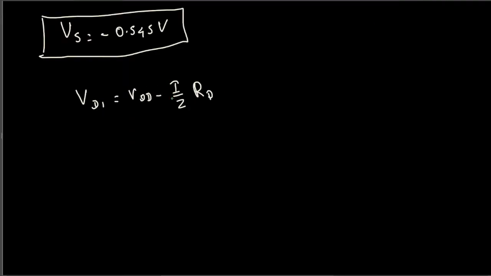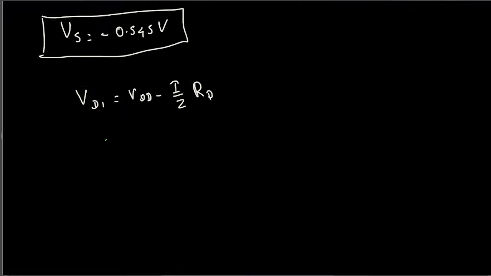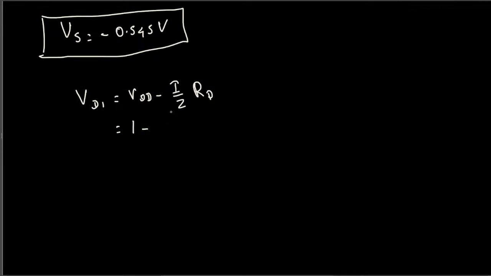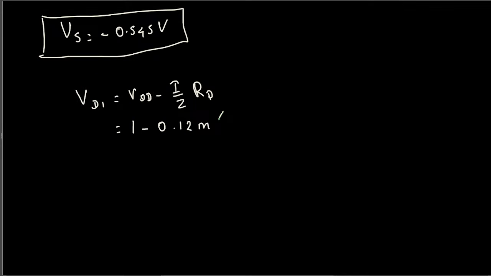So instead of I divided by 2, we can just substitute 0.12 milliampere. VDD is given to us in this question, that is 1 volt. Plug that in, and I divided by 2 is 0.12 milliampere, and then RD is also provided in this question, that is 5 kilo ohm. So plug that in and solve. You will end up finding Vd1 to be 0.4 volts.